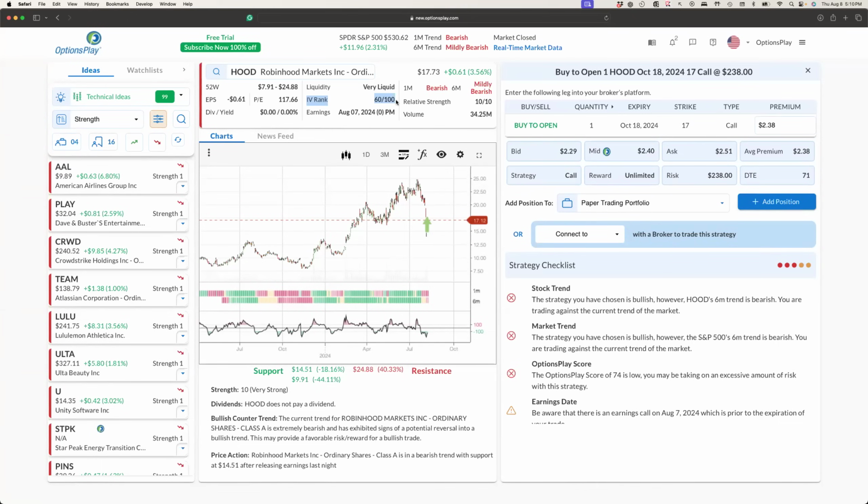So high IV generally tends to favor option selling strategies. Low IV tends to favor option buying strategies. Now that's a bit of an oversimplification, in my opinion, of volatility, which is in itself a bit of a complex topic. But if you want a simple explanation of what IV rank is, that's generally it.